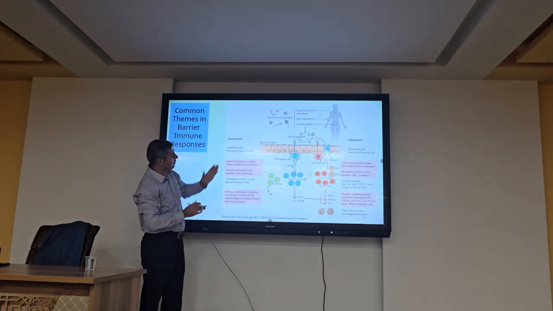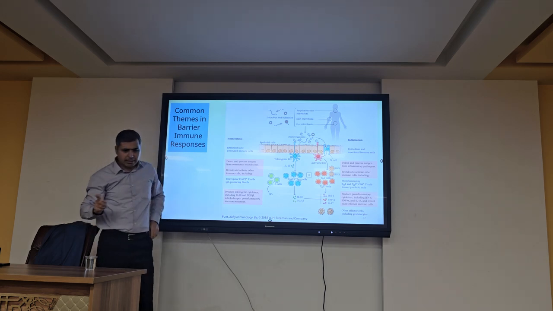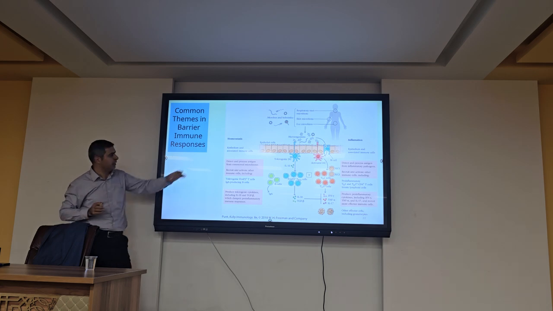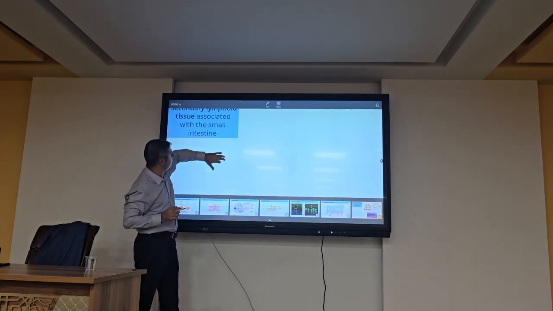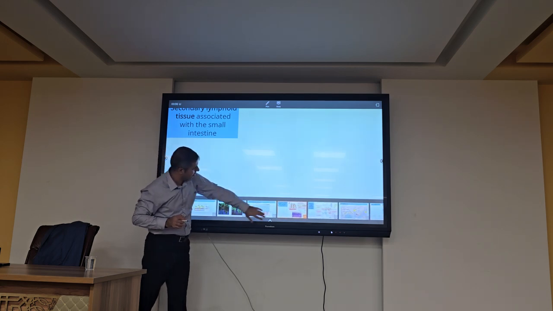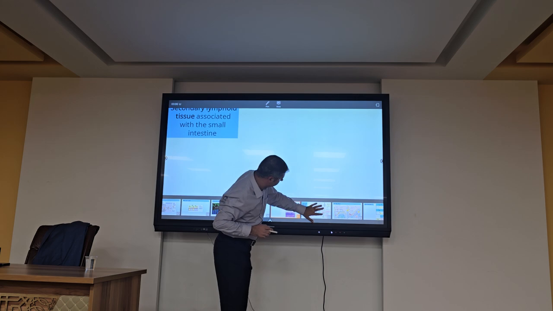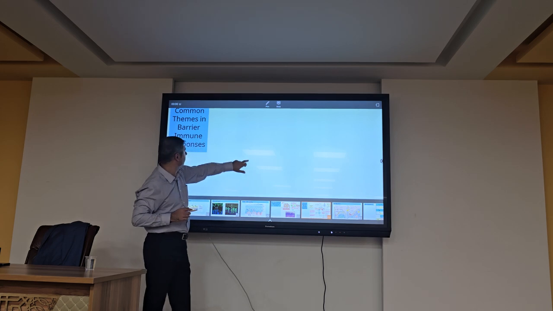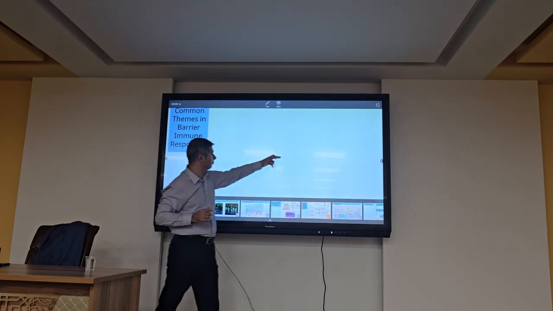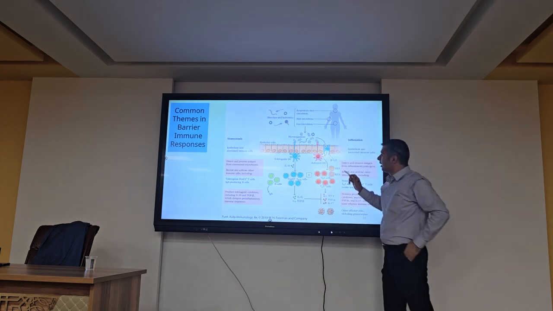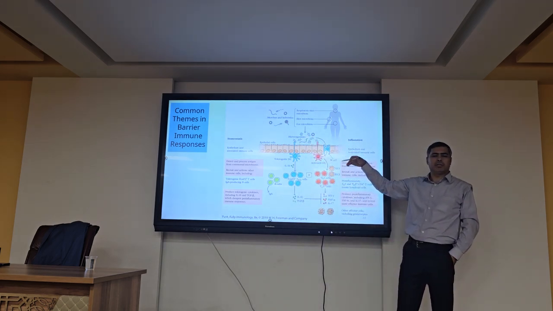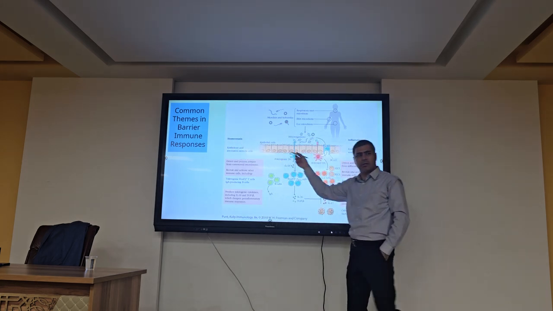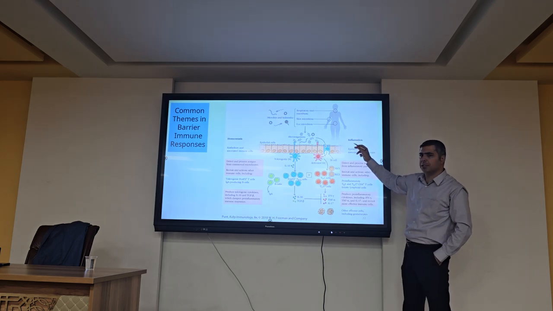Okay, we have two types of immune state in the barriers of the body. We have two states of the immune response on the barriers. One of them is homeostasis, normal immune response, and another one is inflammation.